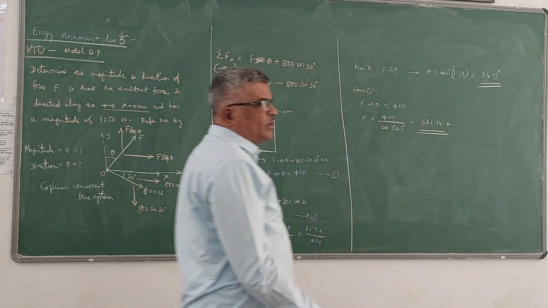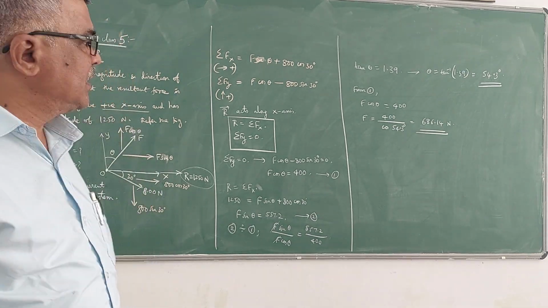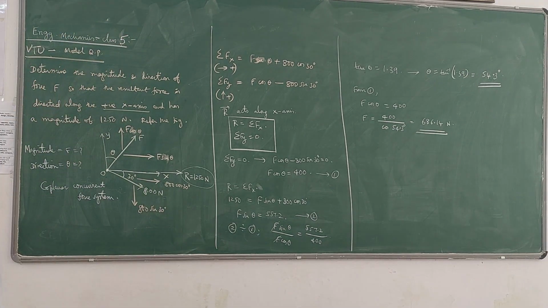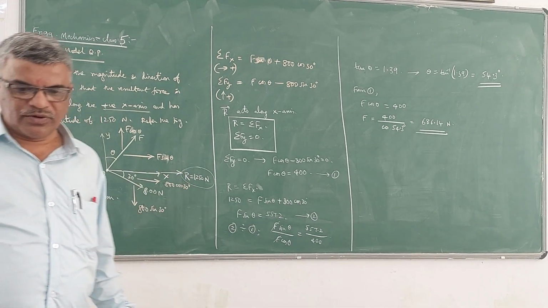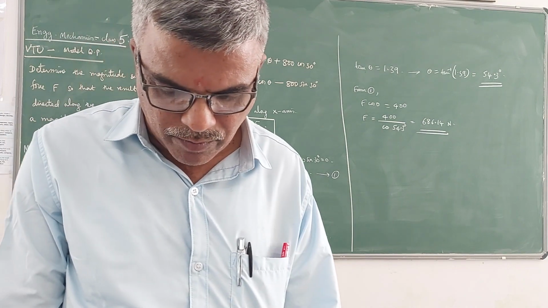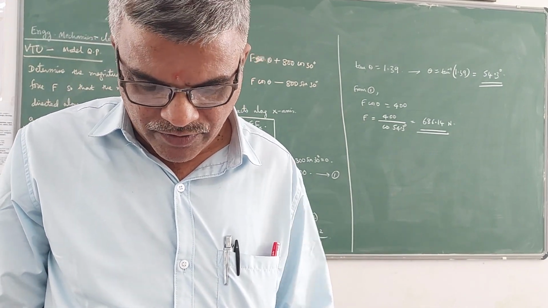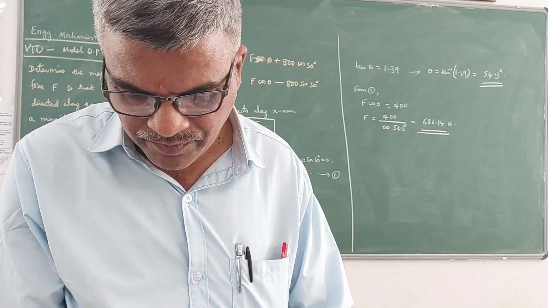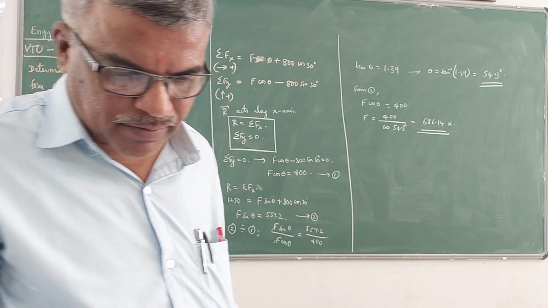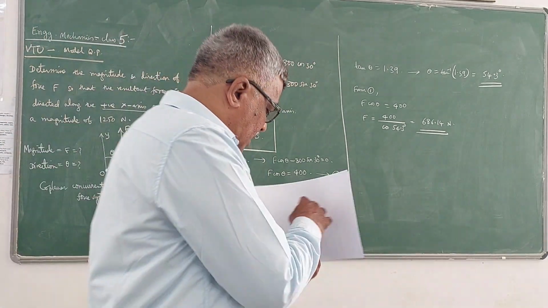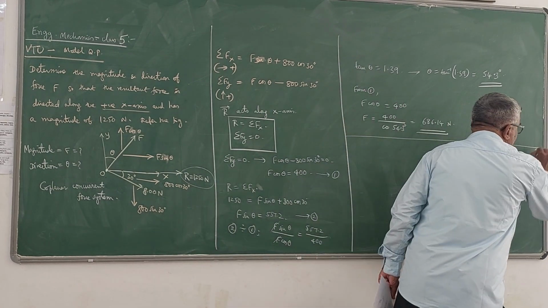So in this problem, he has given the resultant. He has asked you to find the unknown force F and its direction. He has given the magnitude and direction of the resultant. So this is a simple problem in coplanar concurrent force system. Now one more problem we will solve. This is also a model question paper problem. So as many problems as you work out, you will get confidence.